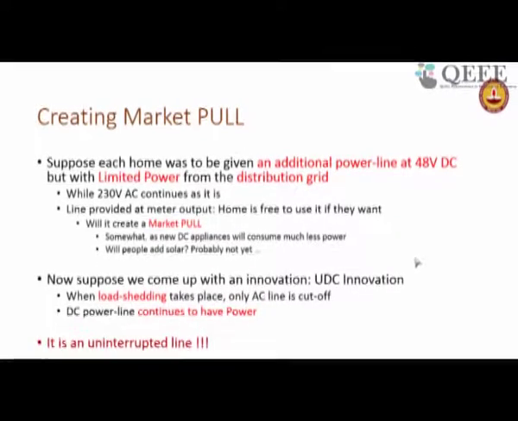So what will happen? You will select areas, you will do load shedding. So when load shedding takes place, what happens? The power goes. When load shedding goes out, the AC line will go. Suppose I find that I can keep the DC line continuing to have power. Suddenly this DC line is uninterrupted power.